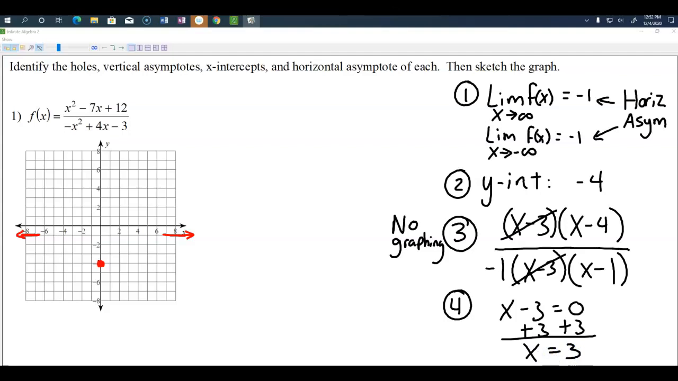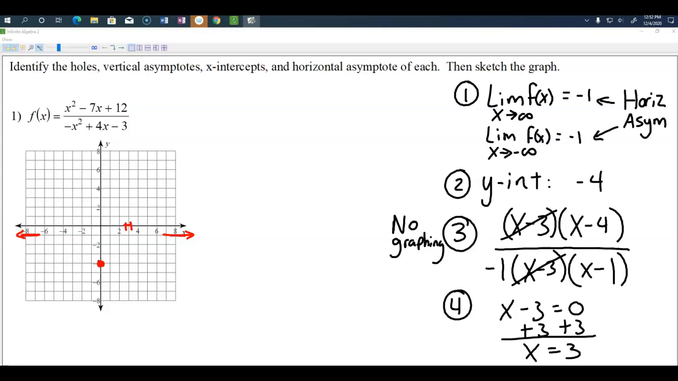Now technically you can't graph a hole until you get to the very end, but I do like to put a little note on my graph so that I remember to do that at the end. So I like to put a little H right where x equals 3, just so I remember when I'm all done graphing this to put a hole there. Okay. Let's move on to step 5.